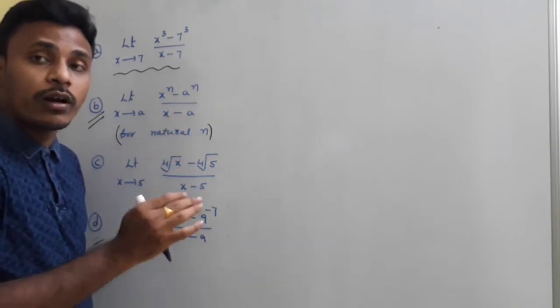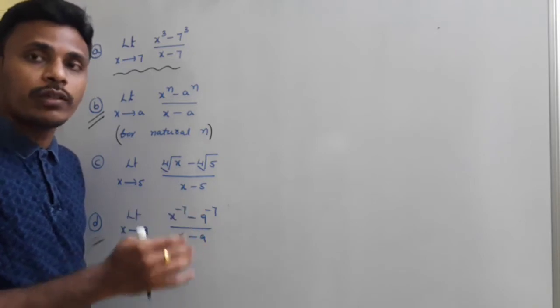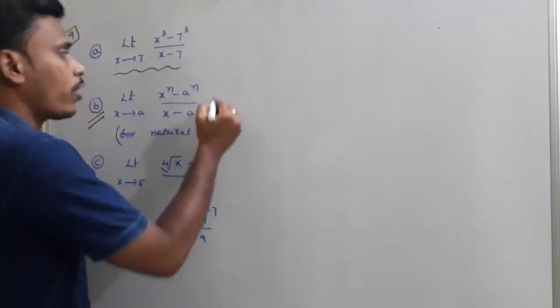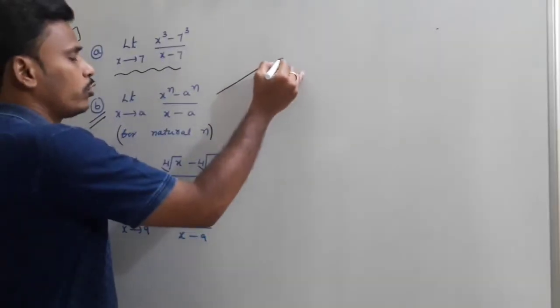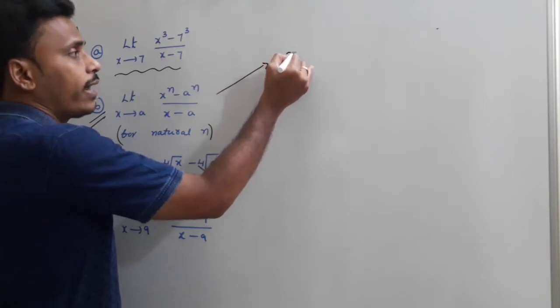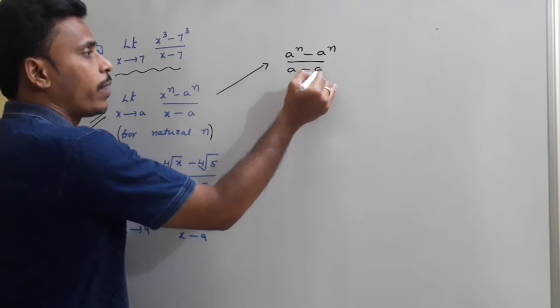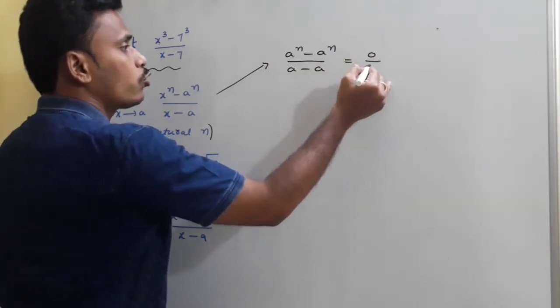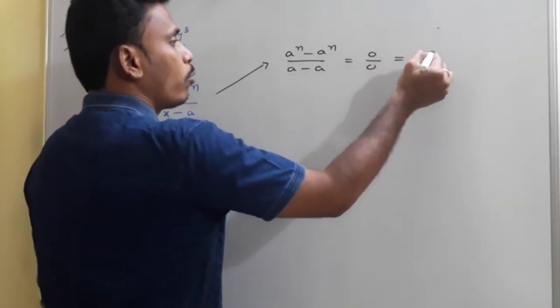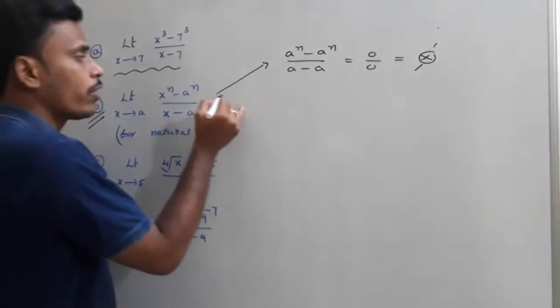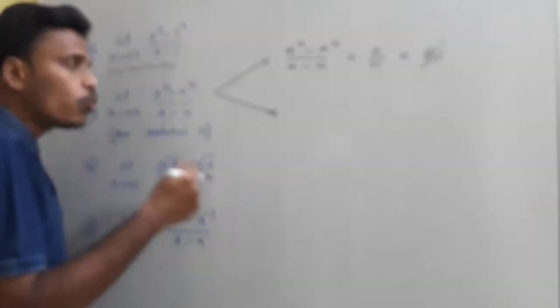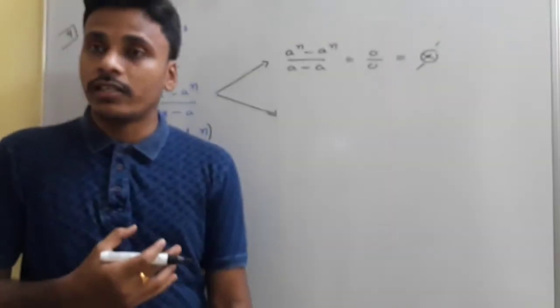So to avoid it, what we need to do? Again, we need to go with any one of the algebraic schemes. Okay, so for you, just look here. When you substitute directly, a power n minus a power n divided by a minus a, this equals 0 by 0. That 0 by 0 is an indeterminate form. So don't accept it. To avoid that, you need to go with any algebraic scheme.